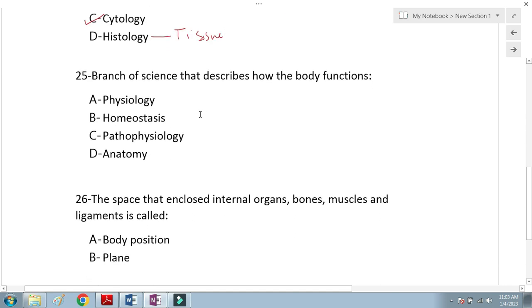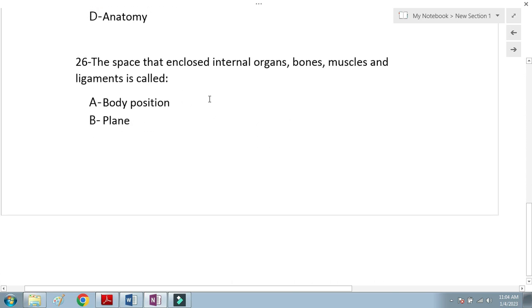Next question, question number 25. Branch of science that describes how the body functions. Option A physiology, option B homeostasis, option C pathophysiology, option D anatomy. The correct answer is physiology, not pathophysiology. Pathophysiology is related to the physiology of a disease. Here there is no disease, the question is not talking about a disease. So the branch of science which deals with the study of how the body functions is called physiology.